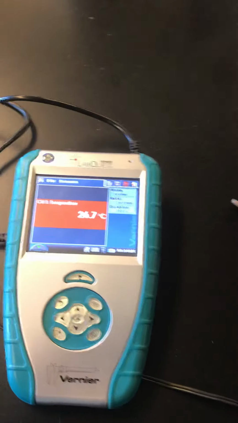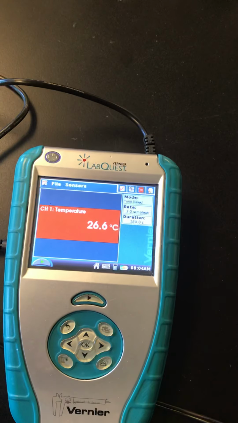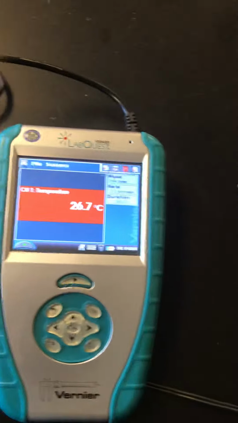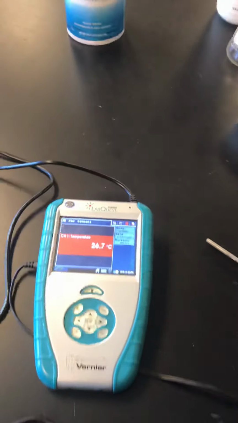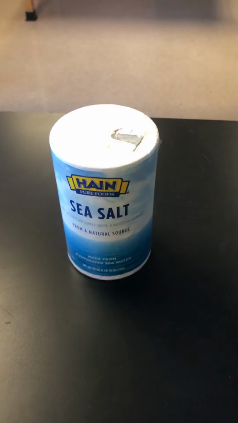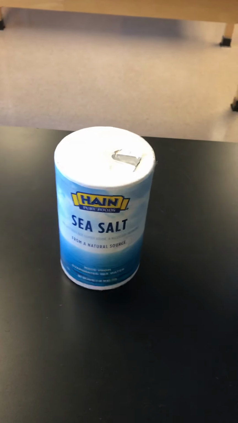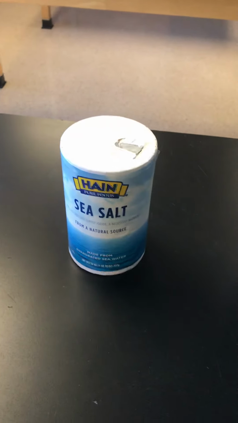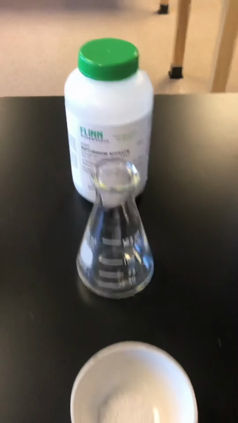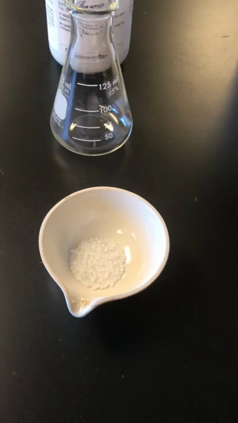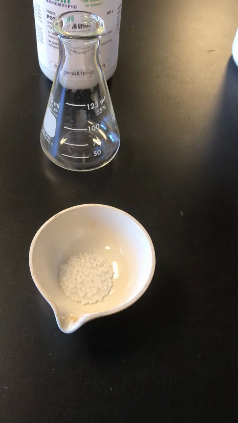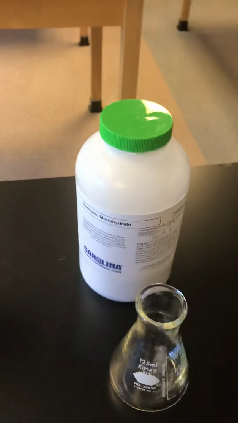We have our thermometer, which reads 26.6 degrees Celsius. That is a warm day in here, no air conditioning. We have our sea salt. We're going to use that to depress our freezing point, kind of like making ice cream. The potassium nitrate, a 125 flask. I've already massed out the potassium nitrate. It's right there, done for you. You didn't watch that. That was boring.